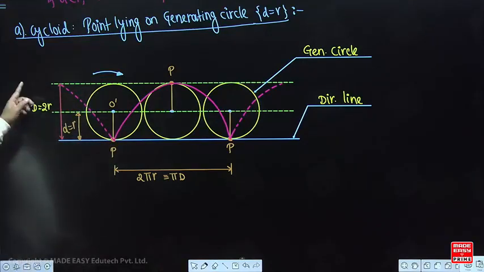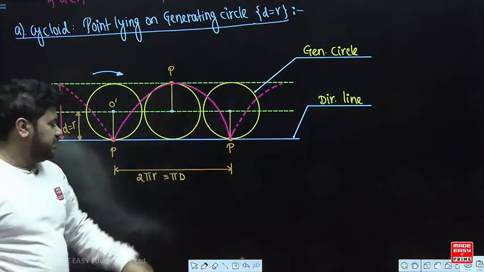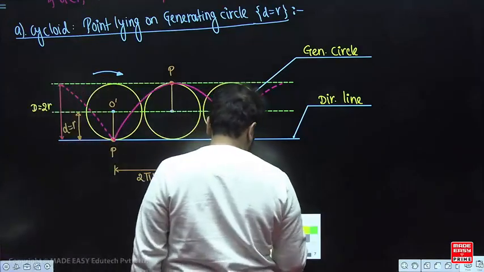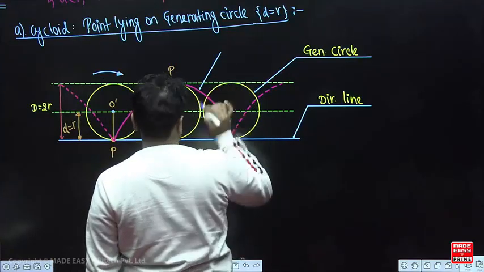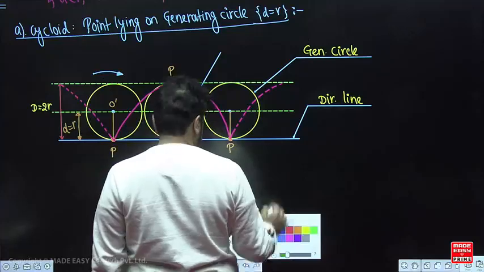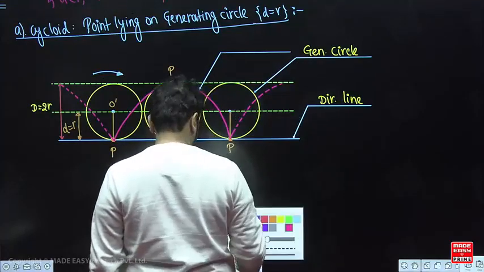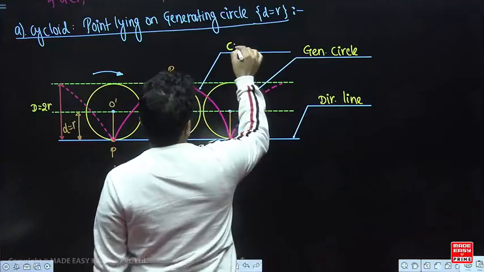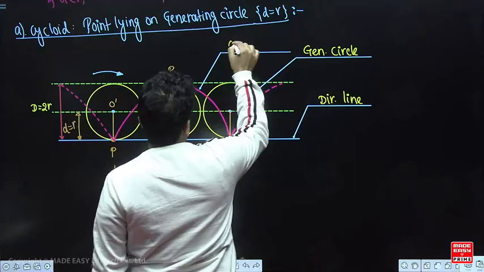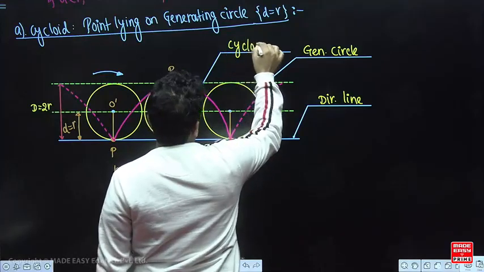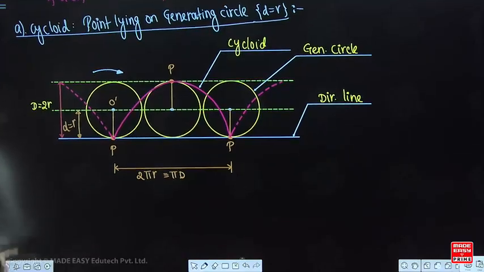Fine. So that means if it is coming from the back, it will come here, again it will make a curve, and then it will go. So this curve is basically called as cycloid, right. This curve is called as cycloid, correct. Understood? So this curve is called as cycloid.